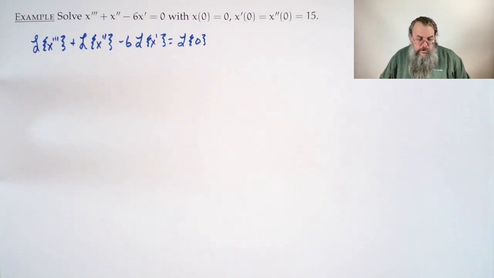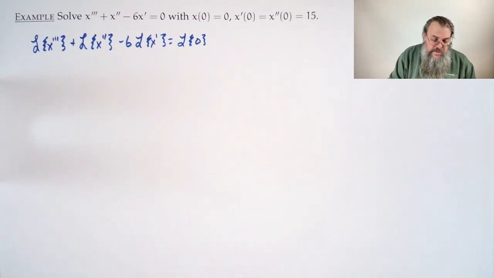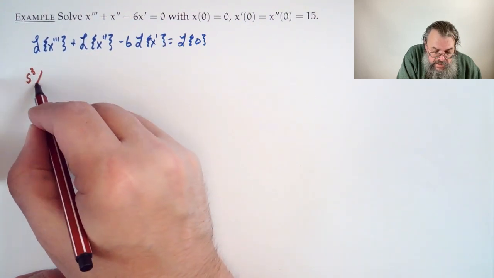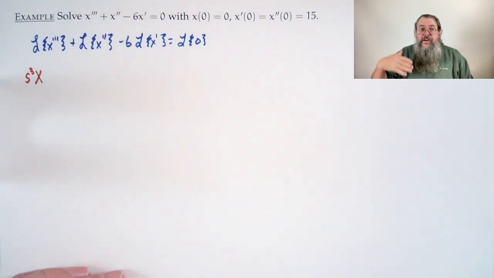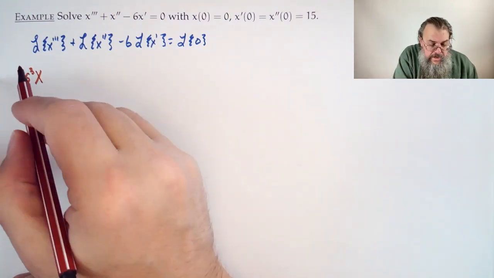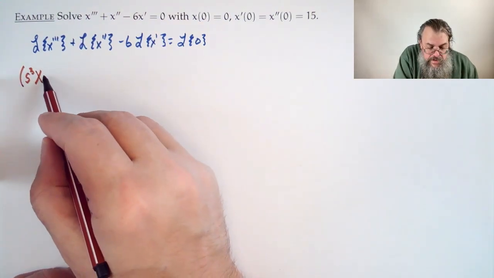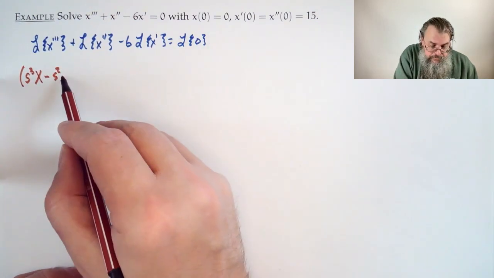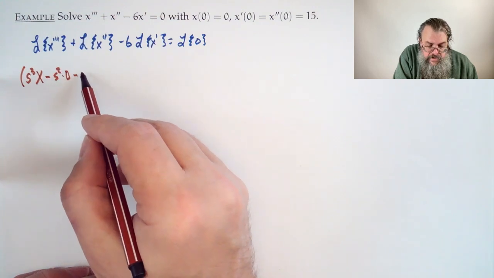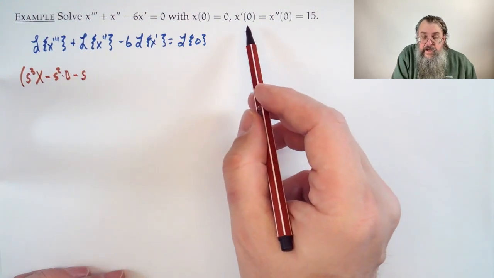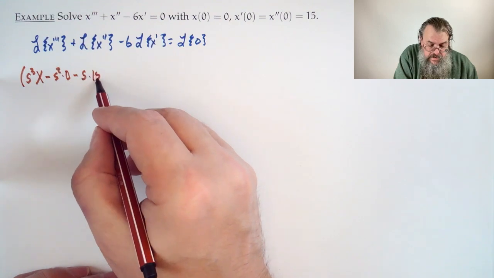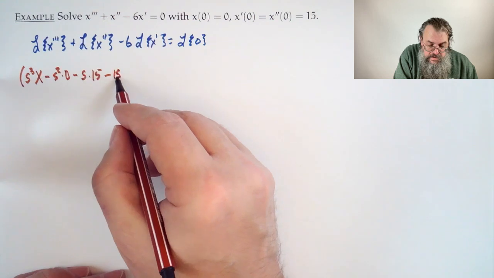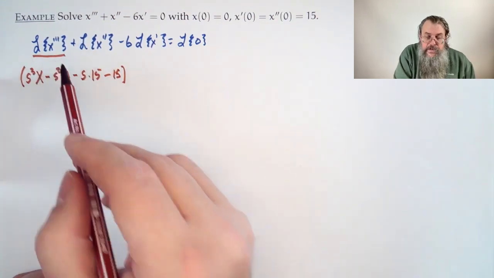Okay, so here we go, we have our s cubed capital X. I'm thinking of capital X as what happens when you transform little x. So s cubed capital X minus s squared times 0 minus s times x prime(0), 15, minus x double prime(0), 15. Okay, so that's the first piece.